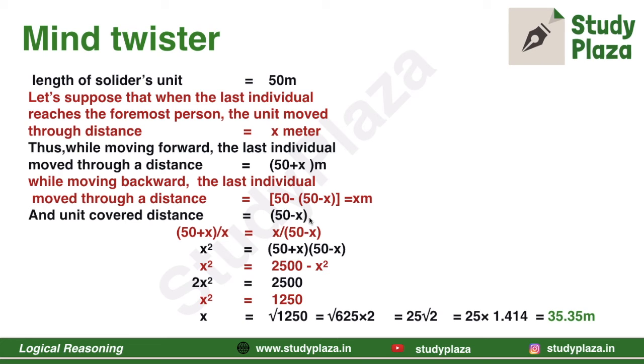According to the equation, the ratio of the distance traveled by the soldier to the distance traveled by the unit is equal. So (50 plus x) upon x, the ratio of the distance of the soldier and the unit in moving forward, is equal to x upon (50 minus x), again the ratio of the distance traveled by the soldier to the unit. So when we solve it, we get the answer x is equal to 35.35 meters. Hope you have understood this answer nicely.